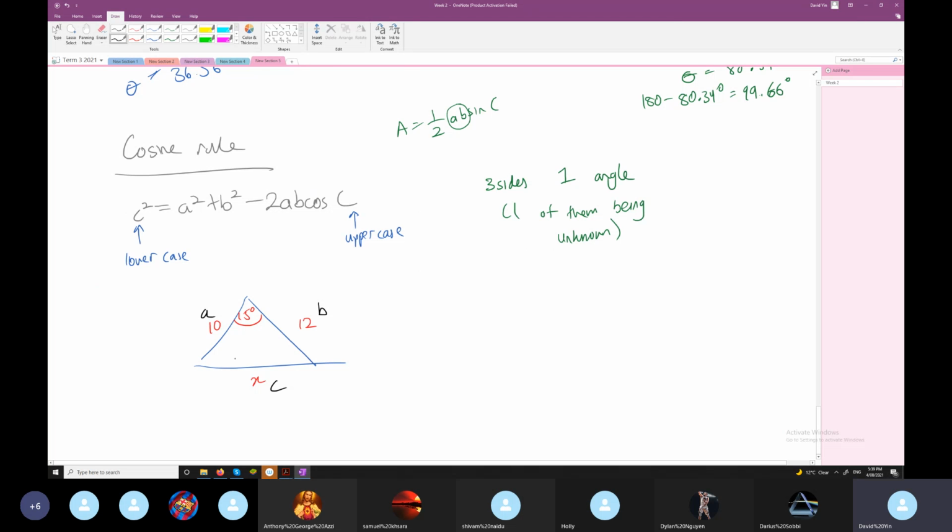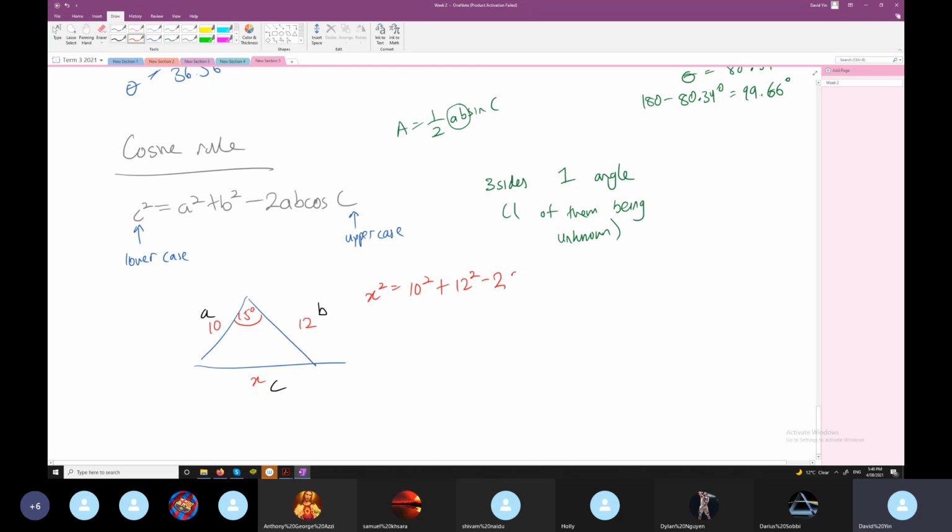It's very important that you remember that a and b are always going to be the two sides that make the angle. So we say here that a and b have to make the included angle. Now the way we can use this formula is that we've replaced the c with X. So this will be X squared. And a here is 10, so it'll be 10 squared. Plus b. b here is 12, so it'll be 12 squared.